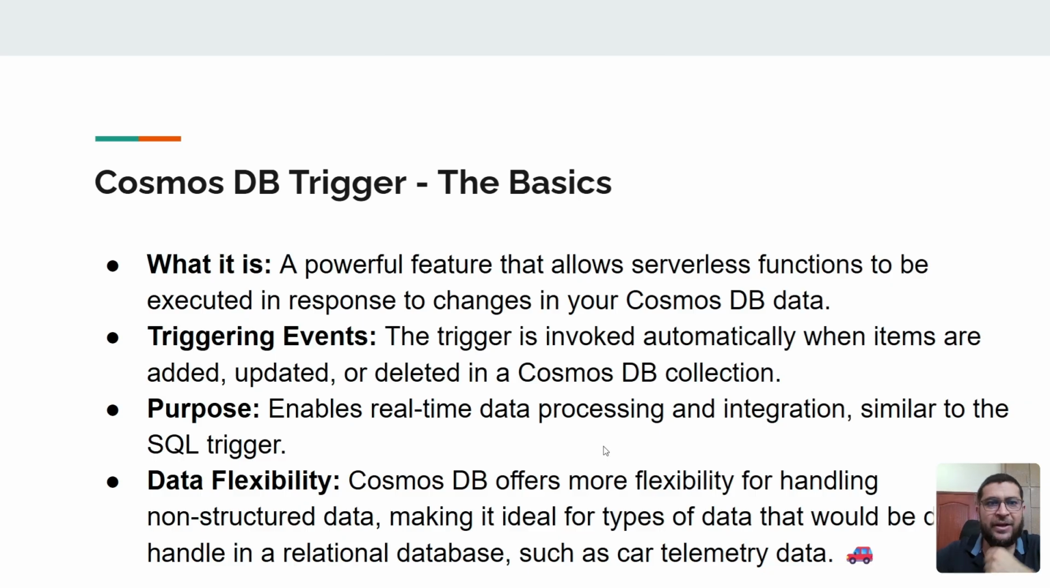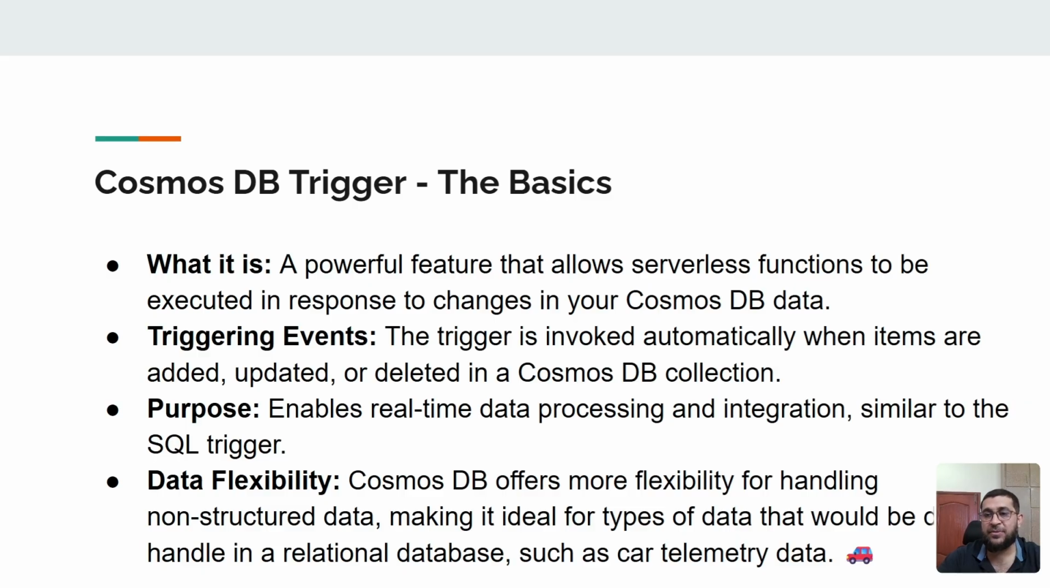Okay, next we will see the Cosmos DB trigger. It's a powerful feature that allows a serverless function to be executed in response to any change in your Cosmos DB. Whenever you add any data to the Cosmos DB, you can trigger this Azure function, and the trigger is invoked automatically when an item is added, updated, or deleted in the DB collection. It also enables real-time data processing and integration, similar to a SQL trigger. And it has data flexibility as well.